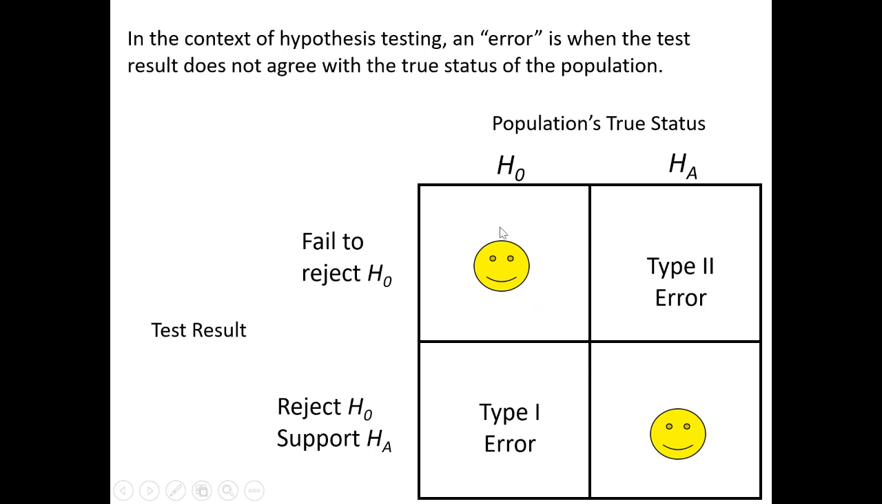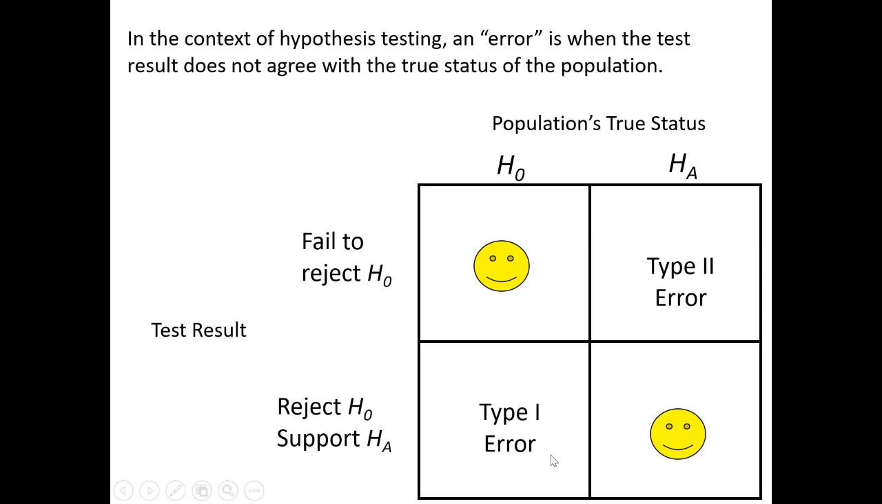Okay, so if the null hypothesis is really true and we don't reject it, that's the accurate outcome. Smiley face there, everything is good. Similarly, if the alternative hypothesis is true and we're able to support it, well, that's good as well. No problem there. However, if we're in one of these other cells, an error reflects that the test is concluding something that's not accurate. And there's 2 different flavors of error, which we call a type 1 and a type 2.